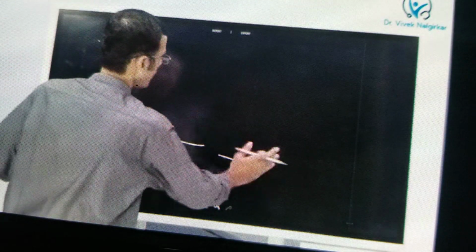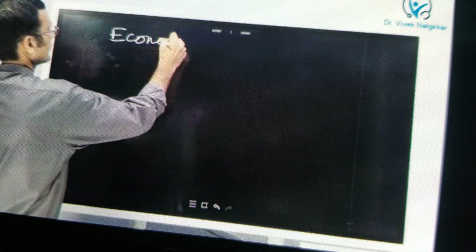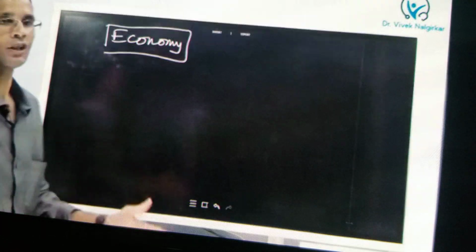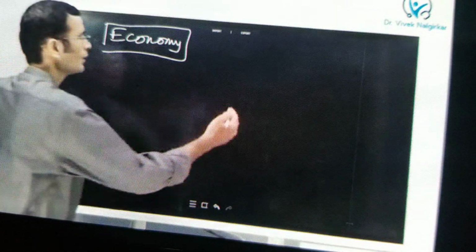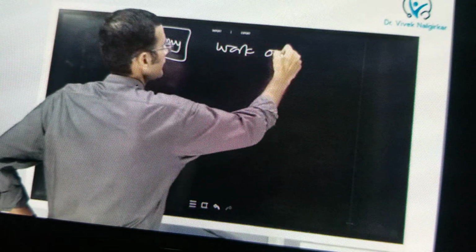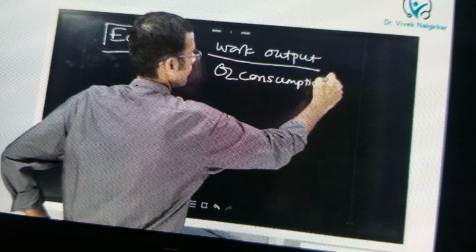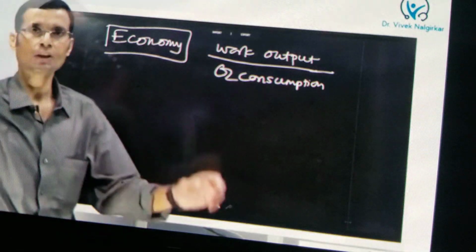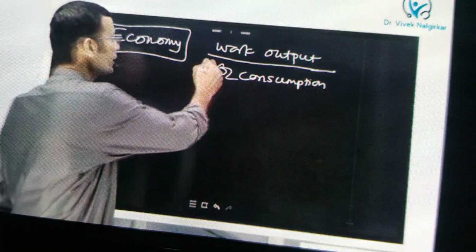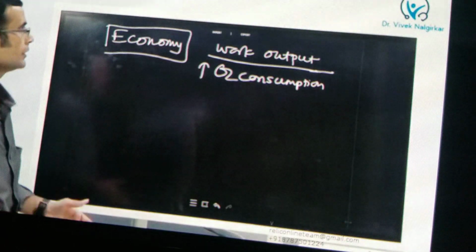And last point is economy of the myocardium. What is the best economy for the heart and myocardium? What is the worst economy? First of all, what is an economy? Economy means it's the ratio of work output per unit O2 consumed. That ratio is called the economy of the heart. If O2 consumption goes on increasing due to some mechanism, economy will suffer. It will be a bad economy.